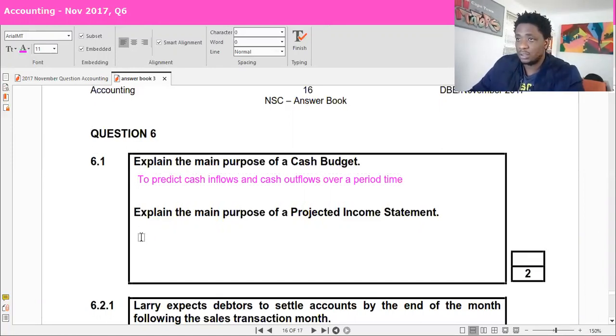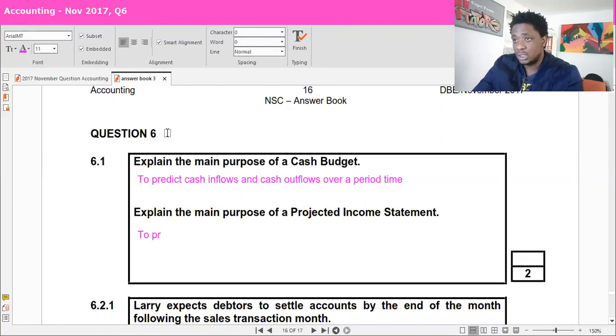And then the main purpose of a projected income statement. Well, for a projected income statement, it is to predict profit. Remember, guys, that profit is not the same as cash. So something that you will find in the projected income statement is depreciation, for example, but you will not find depreciation in the cash budget.